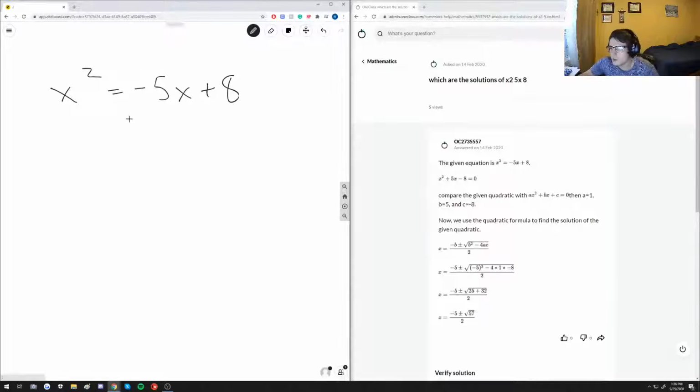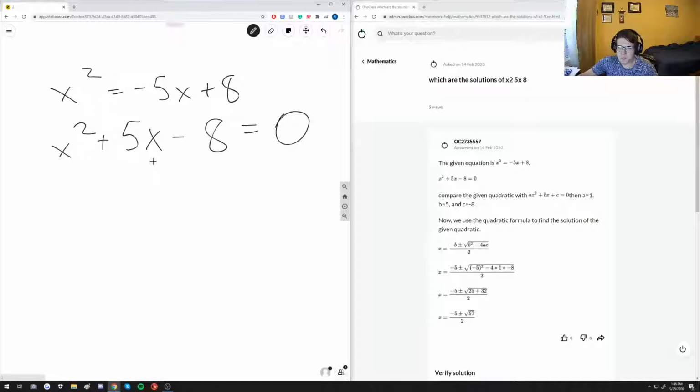So we want to first get this in a situation where it's equal to 0 in order to find the roots. So we're going to add 5x on both sides, and we're going to subtract by 8 on both sides. So we're going to get x squared plus 5x minus 8 is equal to 0.